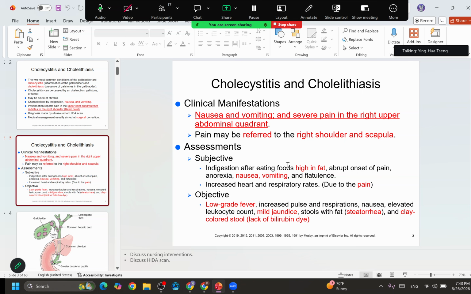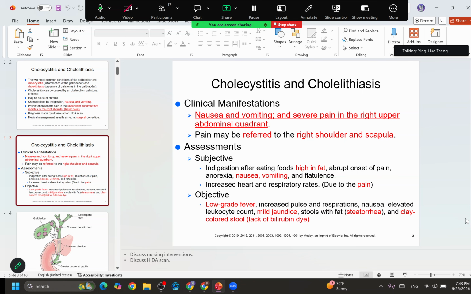So let's see some objective findings. The patient usually will have a low-grade fever and mild jaundice. The jaundice is because of the bilirubin. The bile inside has bilirubin, right? So with the blockage, this bilirubin seeps out into your blood vessels, and the blood vessels unfortunately catch the bilirubin. All this bilirubin running in your blood is what causes the jaundice.